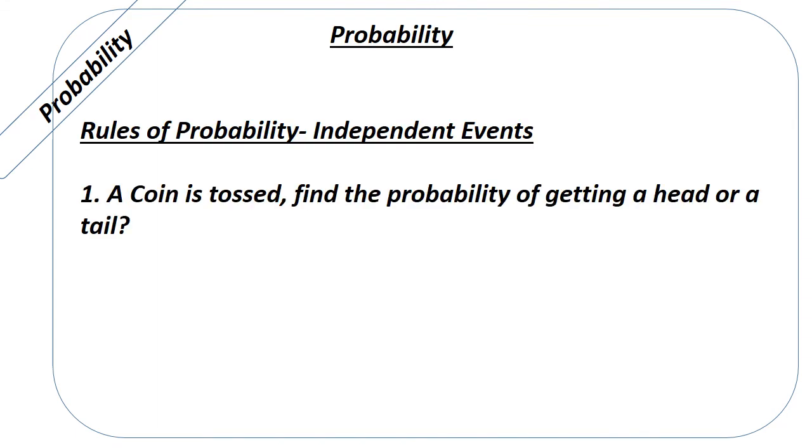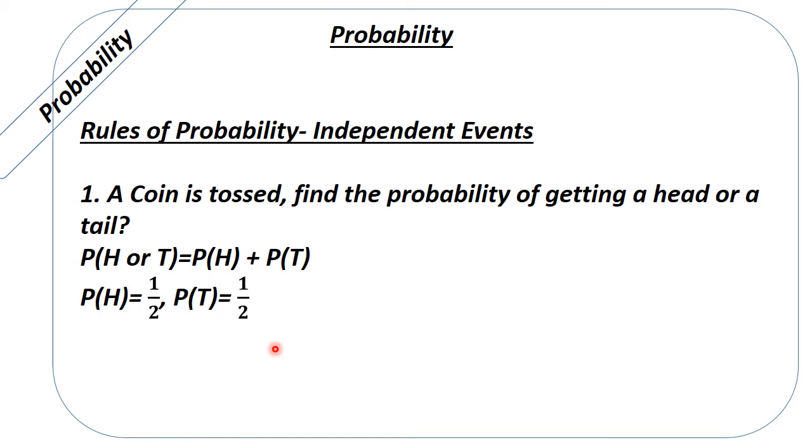So let's take a look at these examples. A coin is tossed. Find the probability of getting a head or a tail. Just from the words "head or a tail", you should tell that this is a mutually exclusive event. It means that we have to get the probability of head and the probability of tail, and we add them. So probability of head or tail is probability of H plus probability of tail, which is half and half. We add them and we get 1.